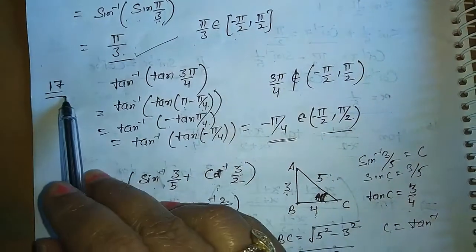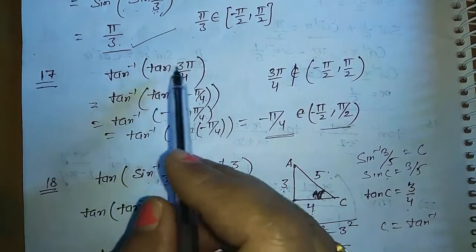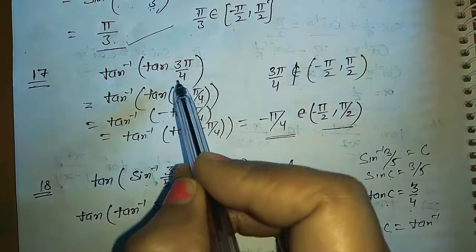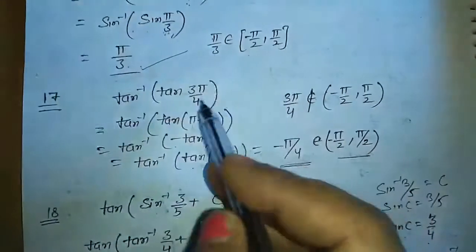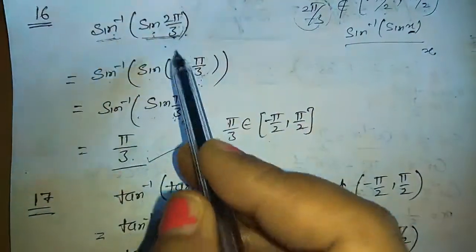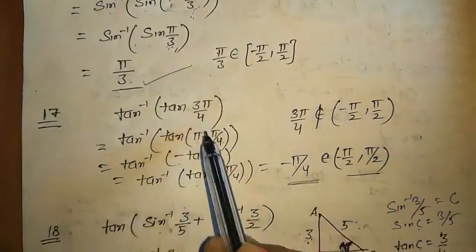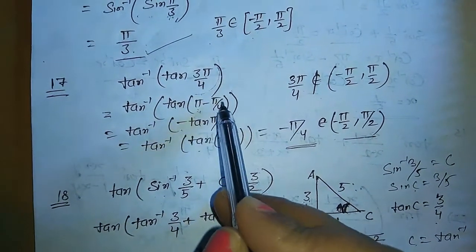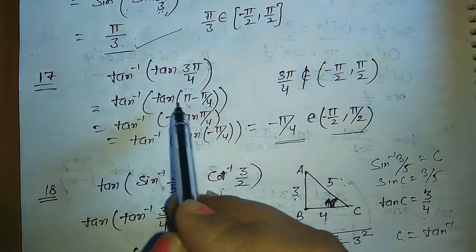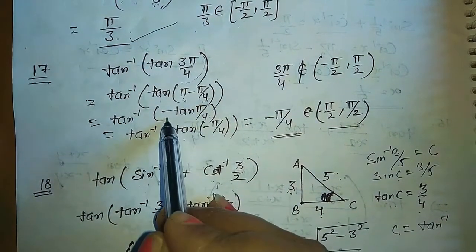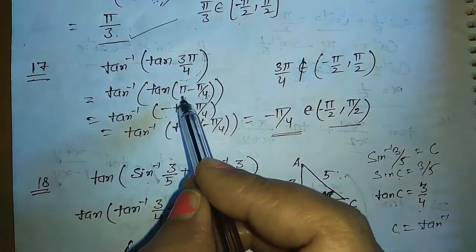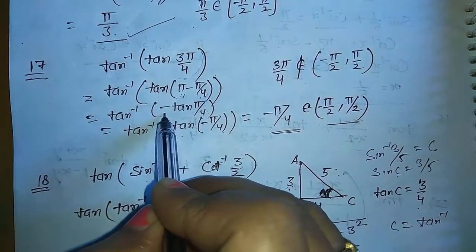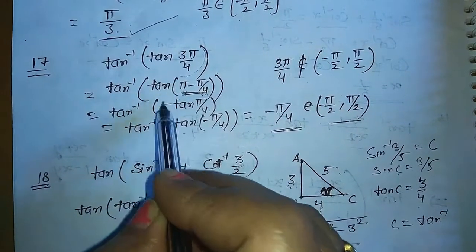Now come to question number 17. Tangent inverse tangent 3 pi by 4. So in the last case, we have done this pi minus pi by 3. Here we will write pi minus pi by 4. 3 pi by 4 को हम क्या लिख सकते हैं? Pi minus pi by 4. So tangent (pi minus theta) is minus tangent theta, because in second quadrant tangent is negative. It is in second quadrant, so tangent will be negative.